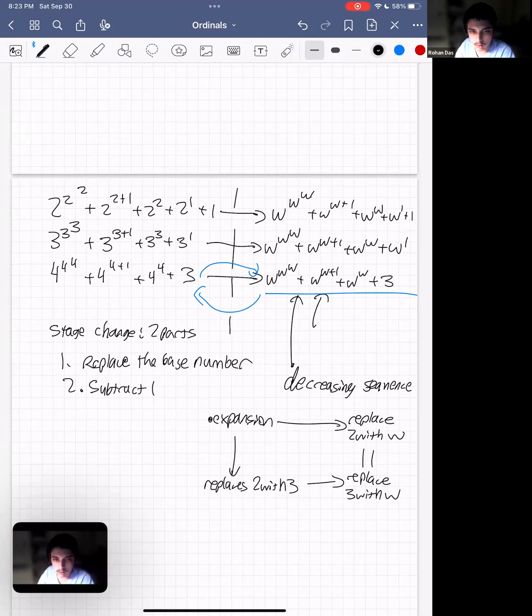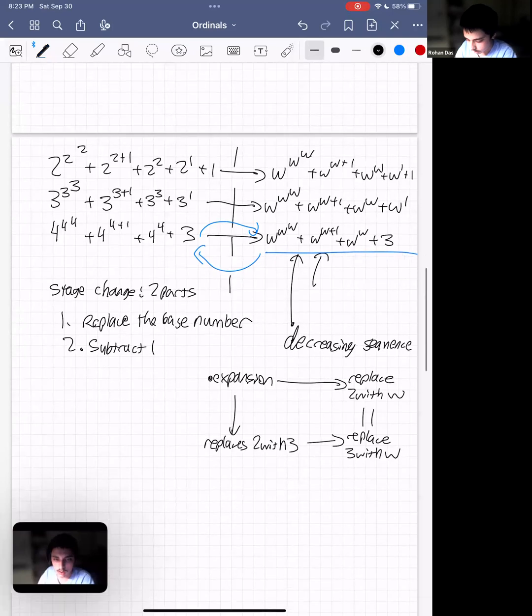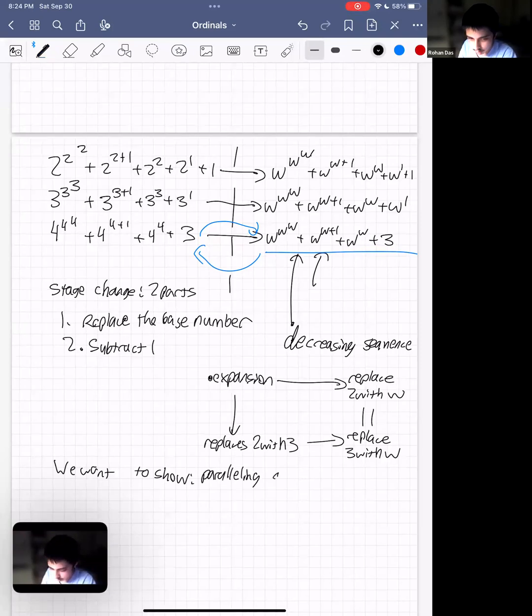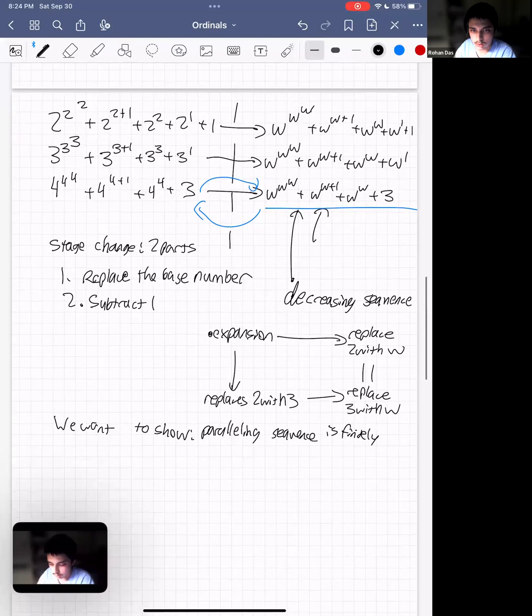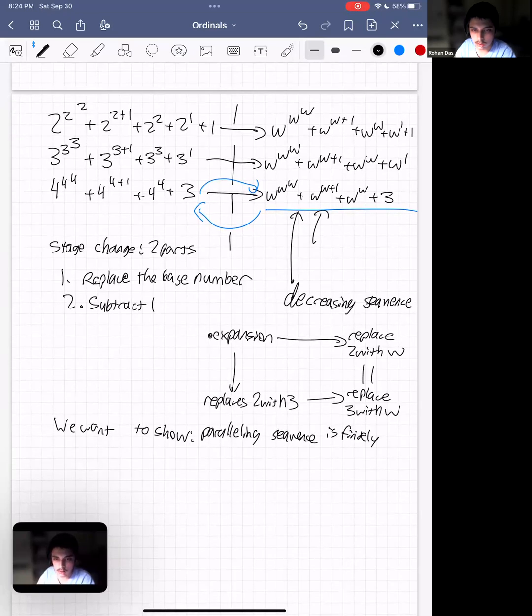So that means that the one term from the original sequence exists exactly when the term in the paralleling sequence exists. So we want to show that the paralleling sequence is finite. It cannot go on infinitely long. And as we showed just now, the terms are strictly decreasing. And I mentioned before that any decreasing sequence of ordinals eventually reaches 0 or stops.